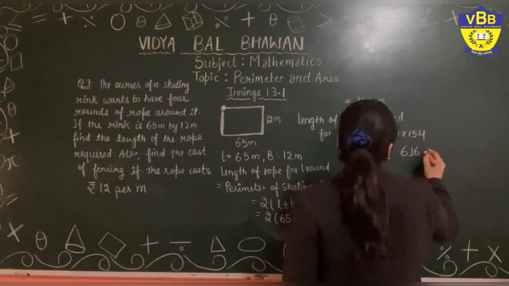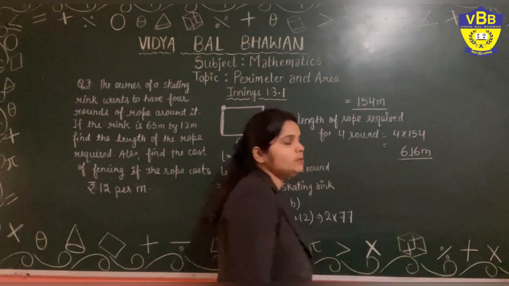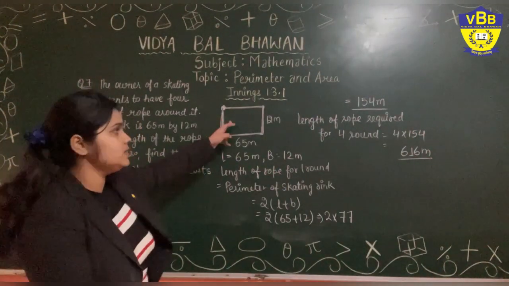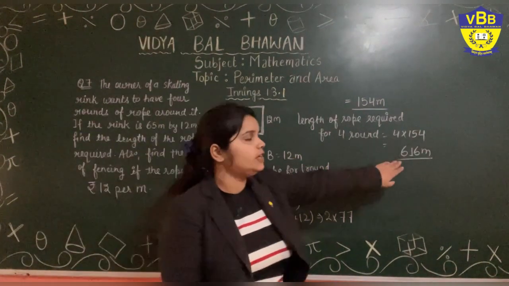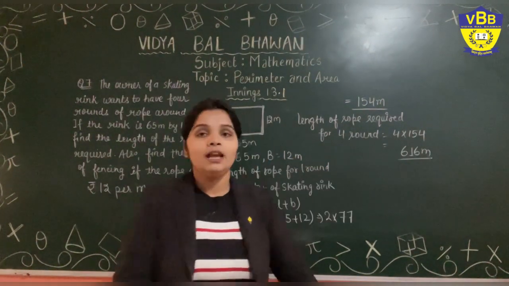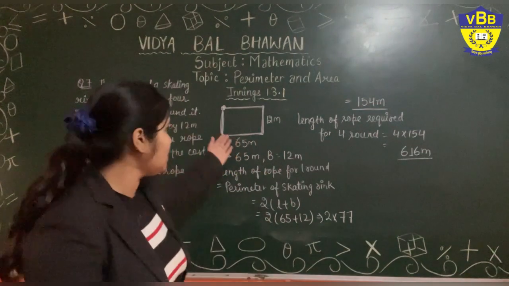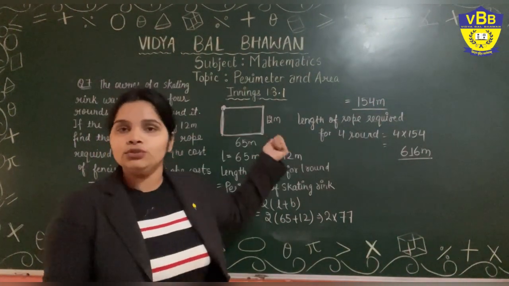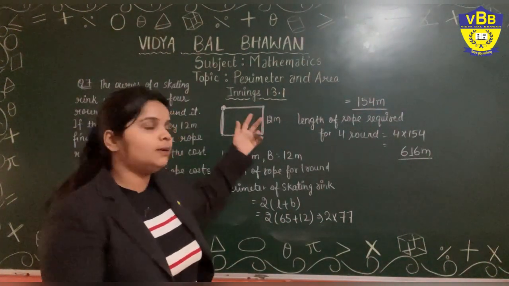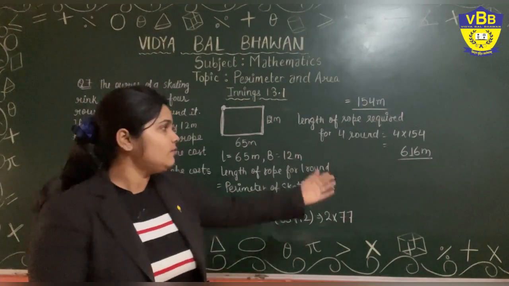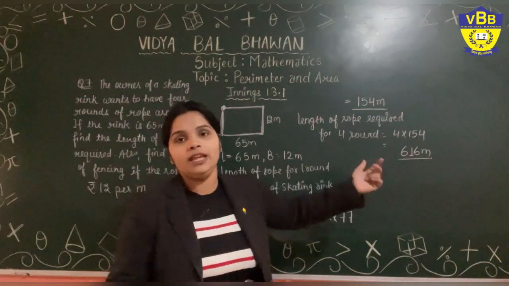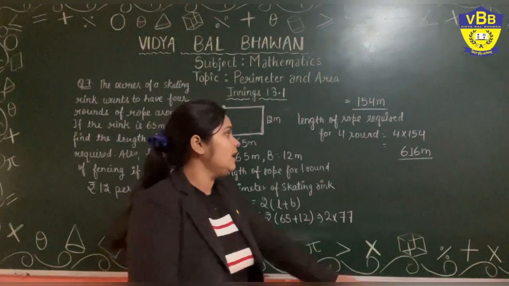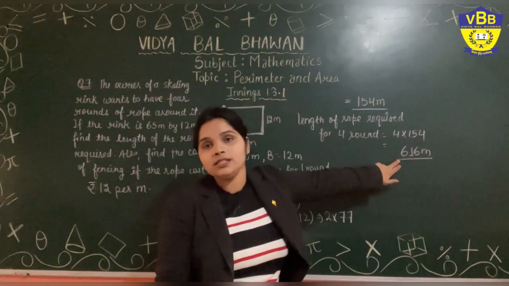That is 616 meter. How much rope is required for 4 rounds of this skating rink? Like if I go outside, this is my skating rink and I want to do the roping alongside the boundary, I will start doing it. First I will calculate how much length of rope I require. I will require 616 meter rope.